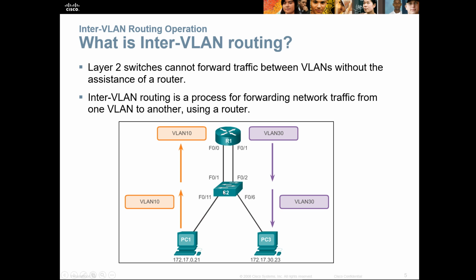It's going to travel up the switch and through a dedicated port or a dedicated access line to the router. That's all going to be VLAN 10. The router will then process it, retag it, and then send it down the VLAN 30 link all the way down to PC3. That is a legacy technology. Layer 2 switches cannot forward between different VLANs without a Layer 3 device.